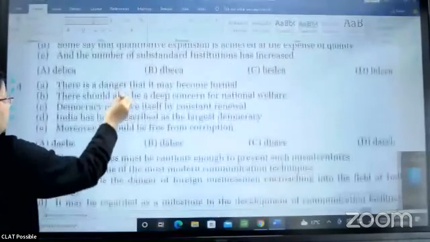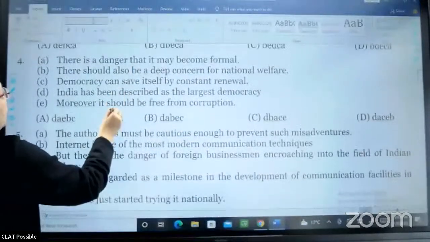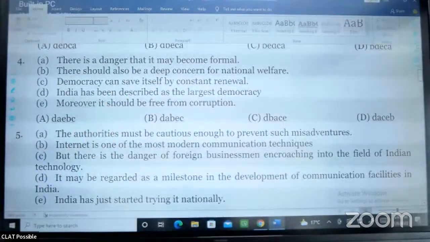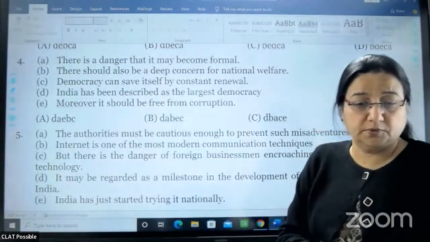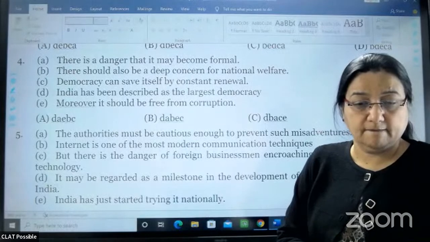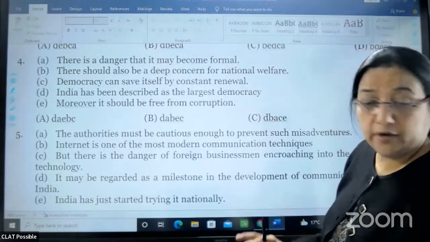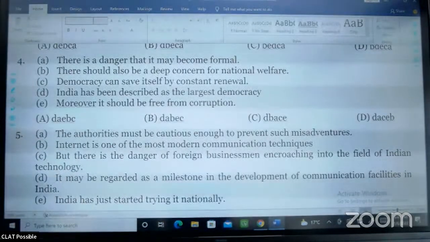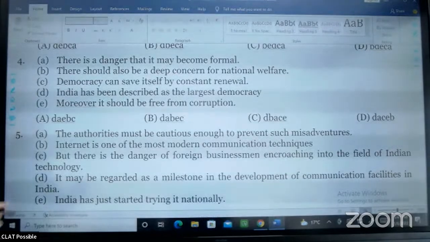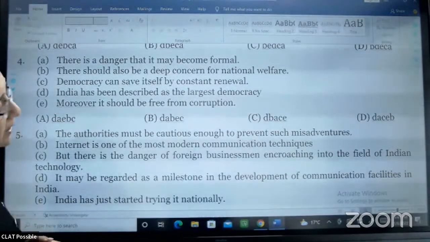Okay, let's have a look at this 4th question. Ignore all option choices. Just don't look at option choice. We're going to read the 4th question. First line, can you see there is a clue? What clue is there? There is a danger that it may become formal.